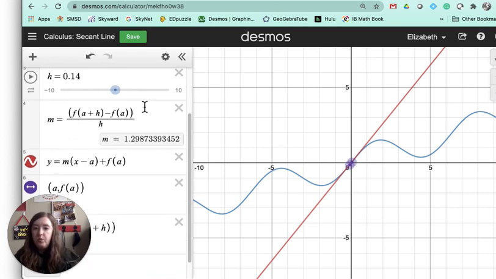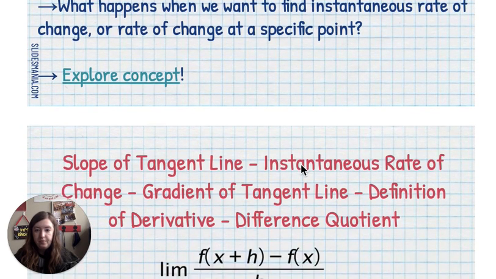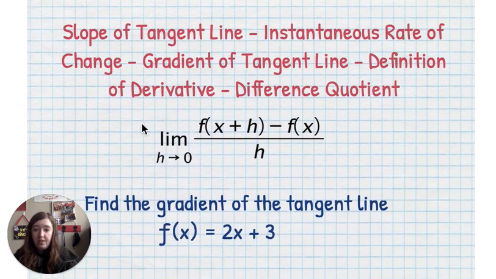So what we can actually use is this formula right here. We'll take f of whatever our variable is, f of x, and we'll put a plus h in there. Then we'll subtract out our function, and then we'll divide that by h. That is called the difference quotient. So all of these things up here: this is the slope of a tangent line, instantaneous rate of change, the gradient of the tangent line. This is the definition of derivative, and it's called the difference quotient.